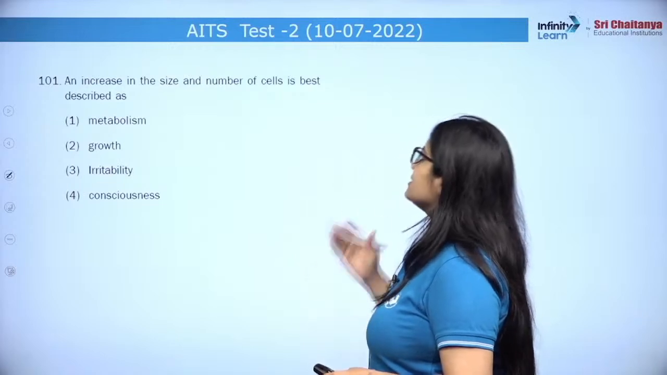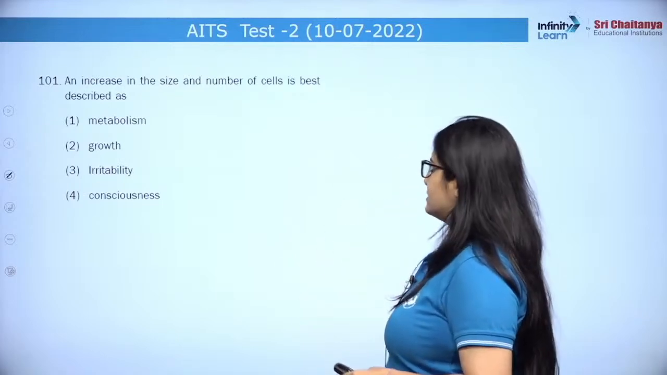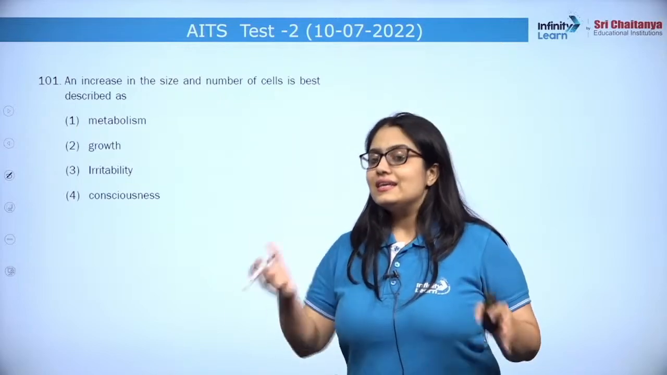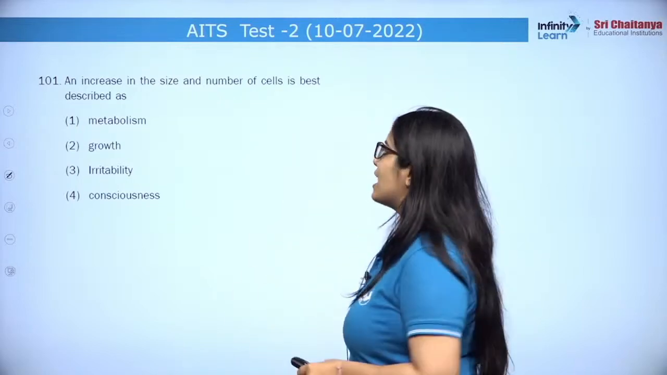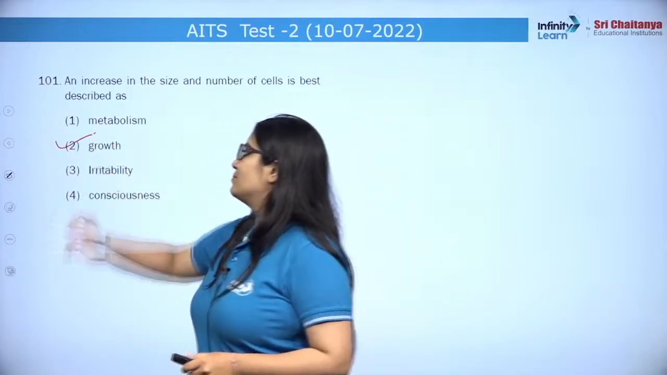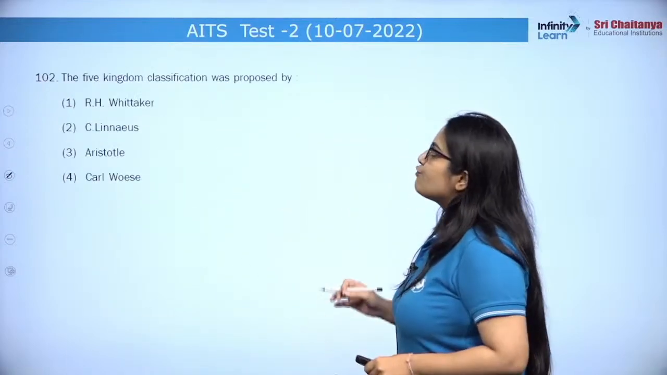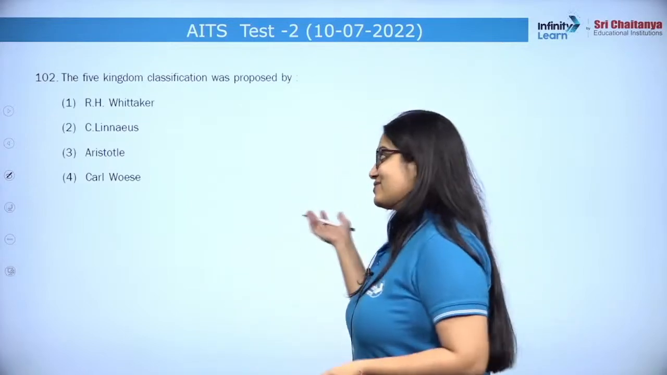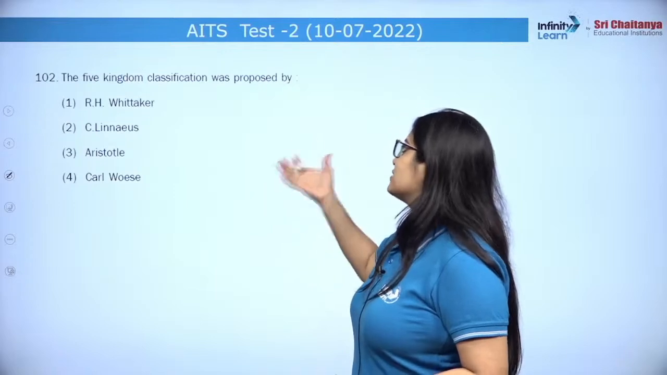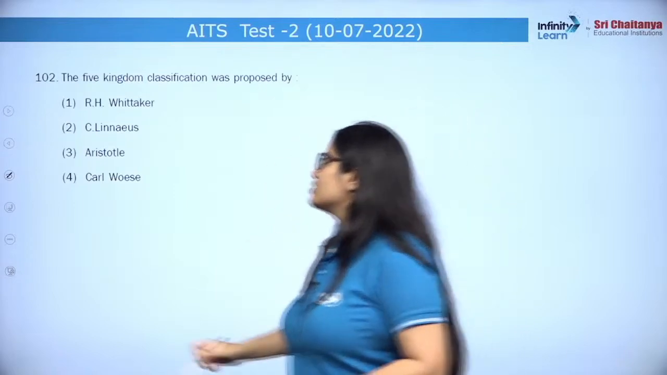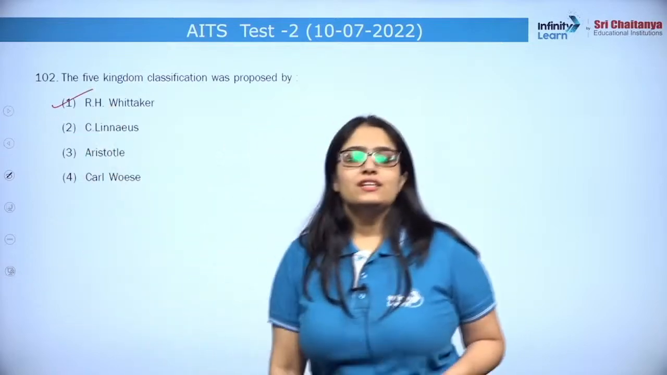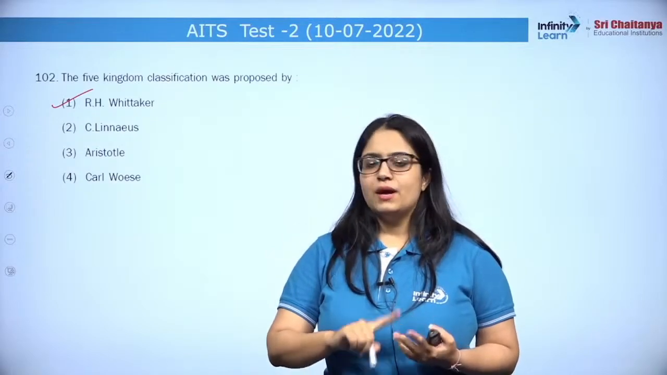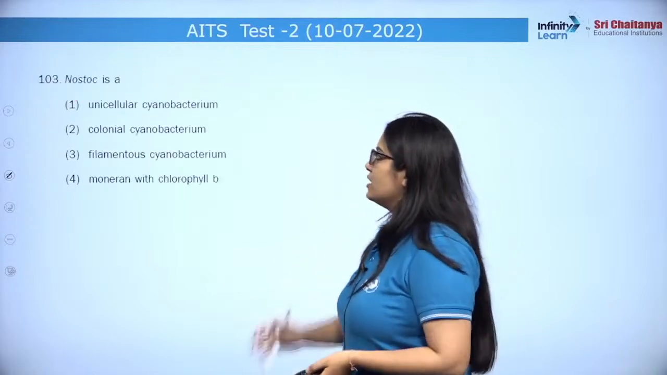An increase in size and number of cells is best described by. So increase in size and increase in number of cells is best described as growth. Pretty simple. Next question. What simple can you expect from biological classification than this question? The 5 kingdom classification system was proposed by R.H. Whitaker. And what were the 5 kingdoms? Kingdom Monera, Protista, Fungi, Plantae, Animalia.